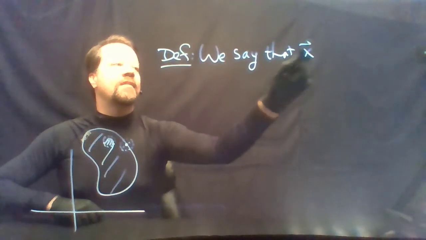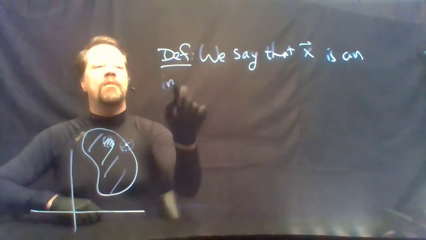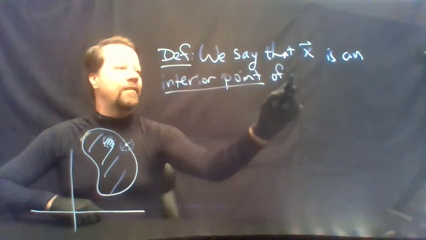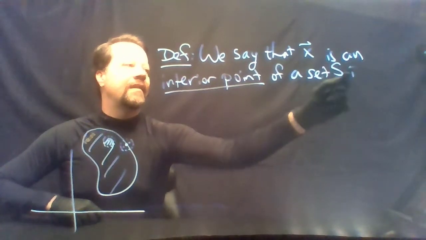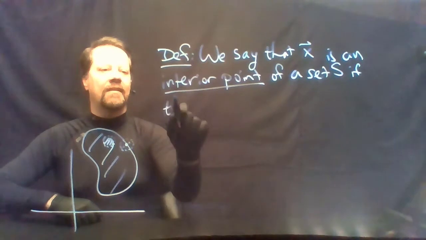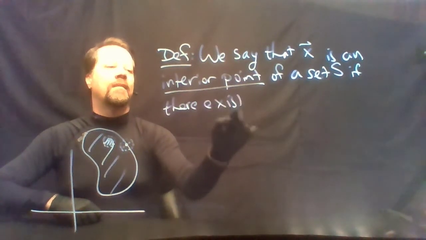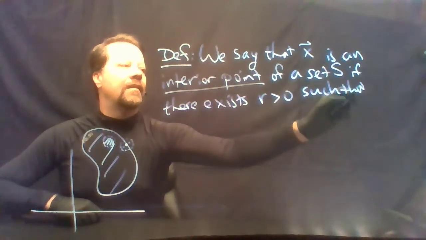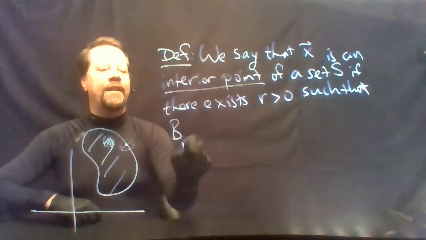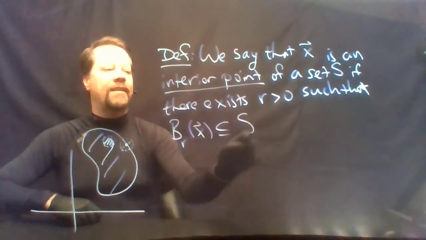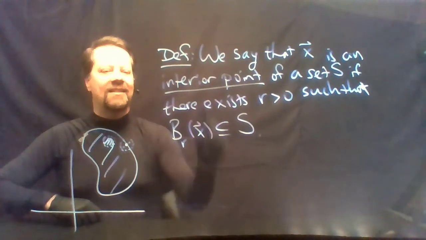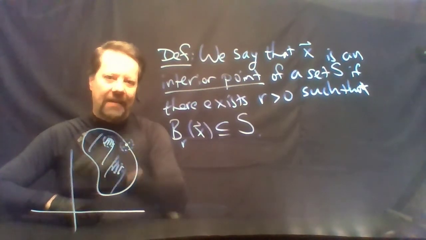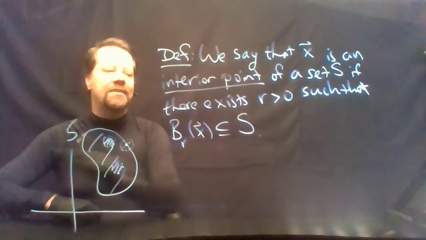We say that x is an interior point of a set S if there exists a positive radius r such that the ball of radius r centered at x is contained within the set S. So on interior points, you can always fit a little open grape around that point, and that little open grape will lie entirely within the set S.